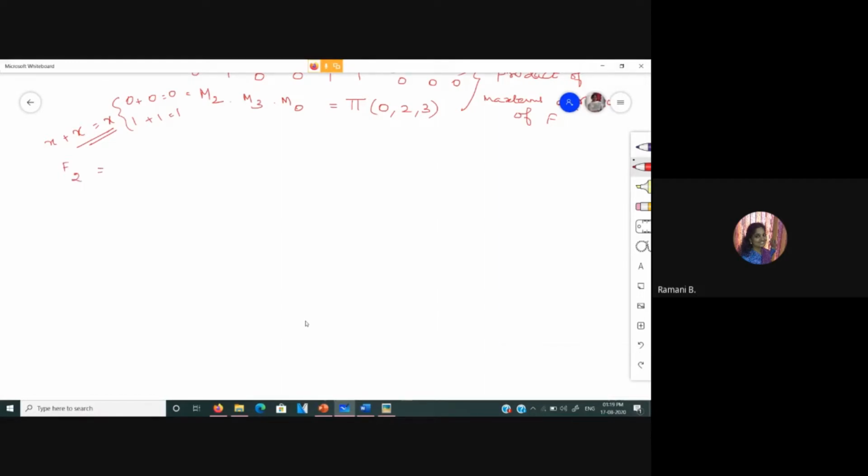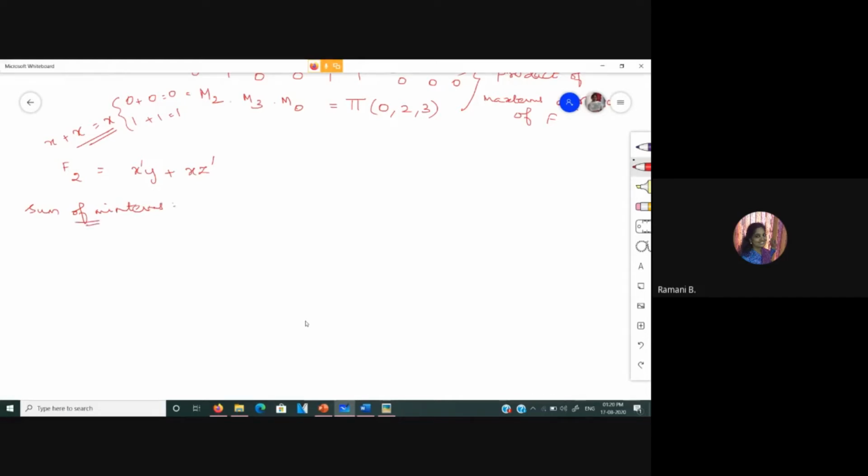Okay, now let us see an example. F2 is equal to x bar y plus x z bar. Just some random example I have taken. Now let us see how we can do this for sum of minterms and product of maxterms. So first let us do sum of minterms.